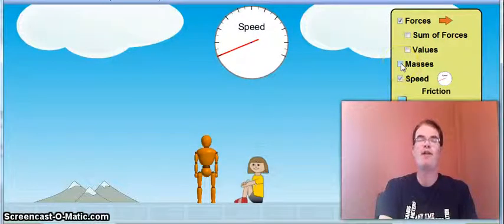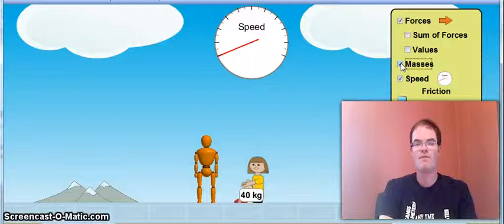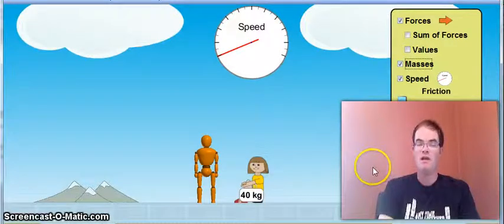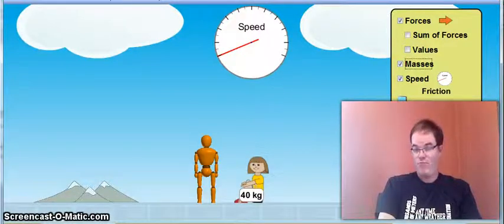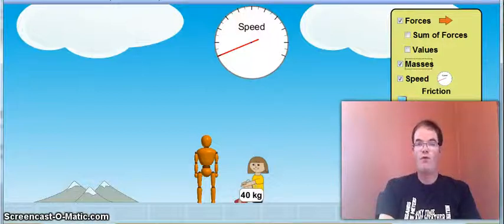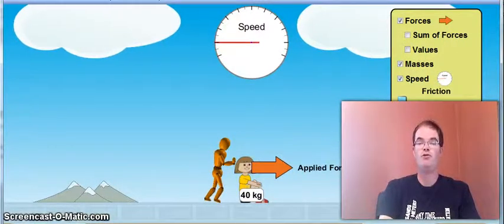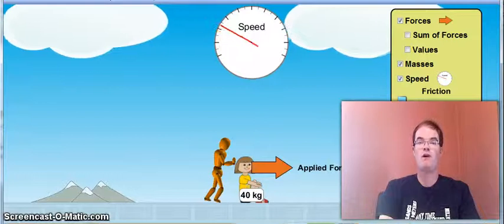We've added a speedometer to the simulator, and I'm also going to take a look here at something called mass. Right, the mass of the girl is 40 kgs, or 40 kilograms. It's a unit of mass. We're going to put a force on here for approximately 5 seconds, and we're going to see what happens. All right, let's try it. 1, 2, 3, 4, 5.